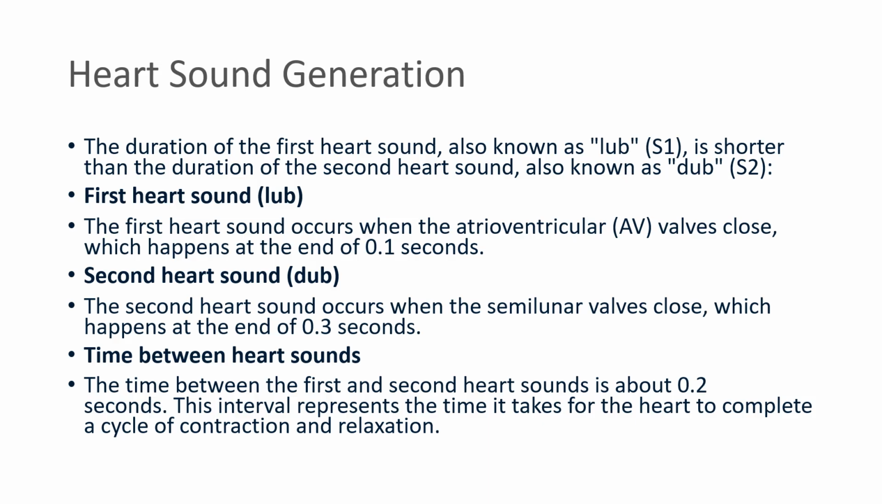The time between the first and second heart sound is about 0.2 seconds. The interval represents the time it takes for the heart to complete the cycle of contraction and relaxation. Why the time of 0.2 seconds? Because contraction and relaxation are happening, so we need that 0.2 second interval for contraction and relaxation. So AV valve closure gives the lub sound, and semilunar valve closure gives the dub sound, and between the lub and dub there is a 0.2 second gap for contraction and relaxation of your heart.